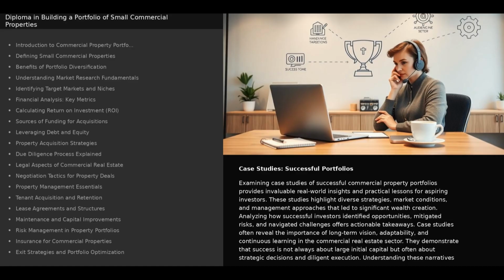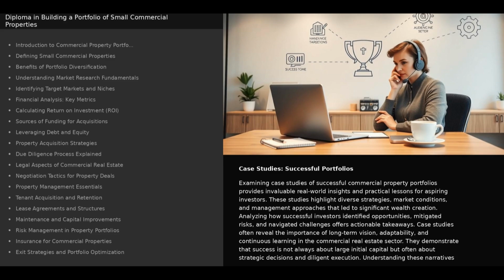Case studies often reveal the importance of long-term vision, adaptability, and continuous learning in the commercial real estate sector. They demonstrate that success is not always about large initial capital, but often about strategic decisions and diligent execution.